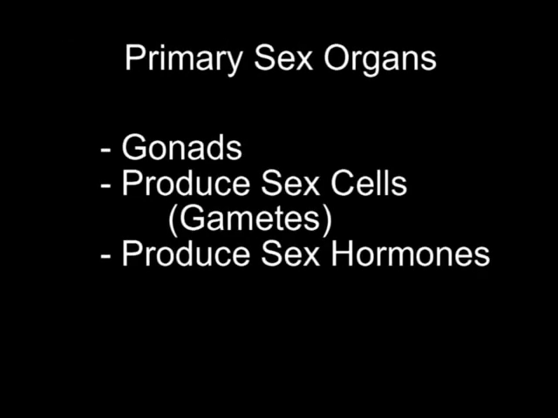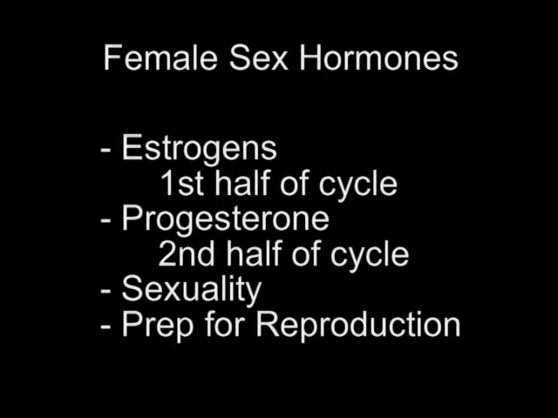In humans, the primary sex organs are known as gonads. The gonads produce sex cells, or gametes, and sex hormones. These sex hormones are in addition to those produced by the suprarenal cortex. In the female, the ovaries produce 2 types of sex hormones during the menstrual cycle. During the first half of the cycle, the estrogens are produced. During the last half of the cycle, progesterone is produced. These hormones are concerned with female sexuality and with the preparation of female sex organs for reproduction.